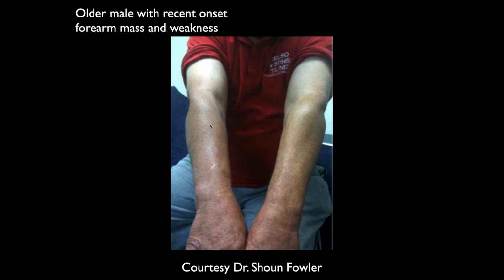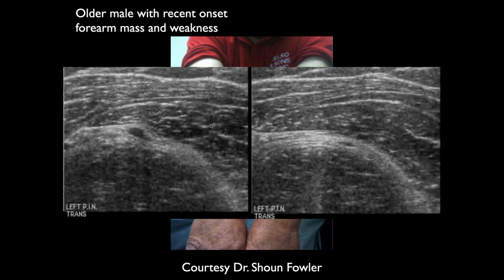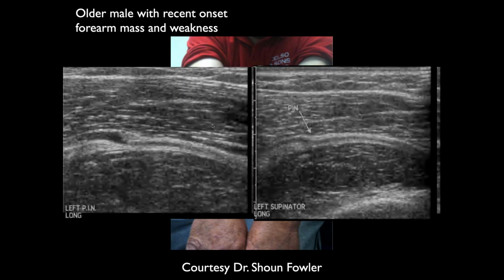What do you think about this guy, Michael? Recent onset forearm mass and weakness. Ultrasound. So that's the left supinator and left PIN. You get nice resolution there, but I think the pathology is a lot easier to see on MR.